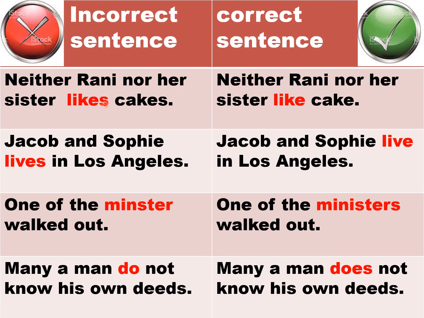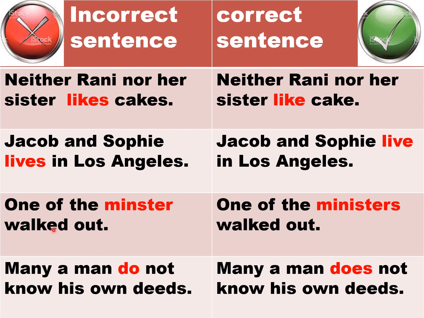Neither Ronnie nor her sister likes cakes. Jacob and Sophie lives in Los Angeles. Here we have two subjects, Ronnie and sister. Here also Jacob and Sophie. We have a plural subject, so the verb should not have an s. So we must omit this s in likes and lives. Neither Ronnie nor her sister like cakes. Jacob and Sophie live in Los Angeles is correct.